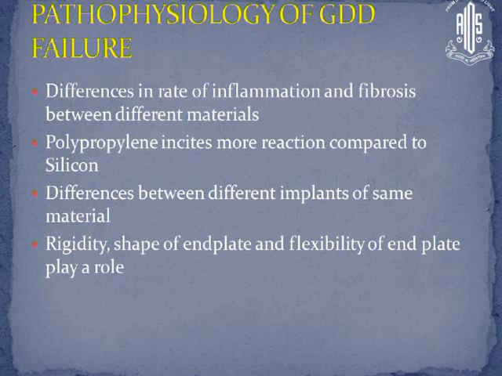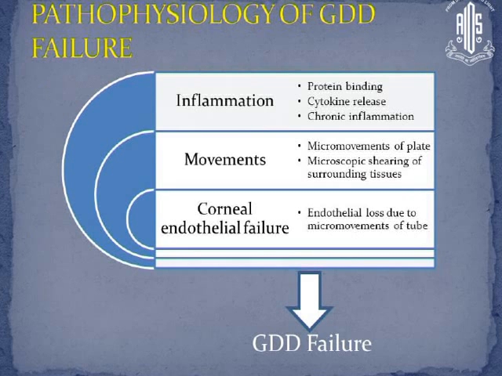There can be differences between different implants of the same material, that is mainly due to the surface texture, the rigidity, the shape of the end plate and the flexibility of the end plate also play a role. So what happens is the inflammation causes protein binding, cytokine release, and there are micro movements of the plate against the sclera which induce a microscopic shearing of the surrounding tissues, which ultimately lead to the implant failure.